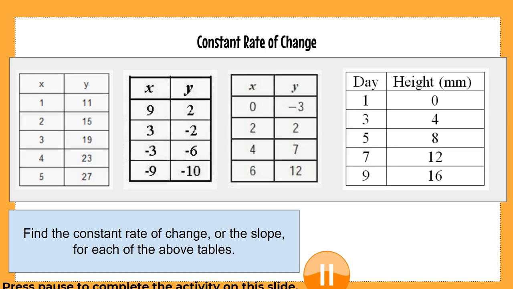All right, so what I want you to do is find the constant rate of change, or now remember, it's called the slope, for each of the above tables. So there's 4 tables above. I want you to find the constant rate of change. Remember, change in y over the change in x. How does the y change? How does the x change? Write it as a fraction. So I want you to go ahead and pause the slide to complete this activity, and I'll see you again in a minute.